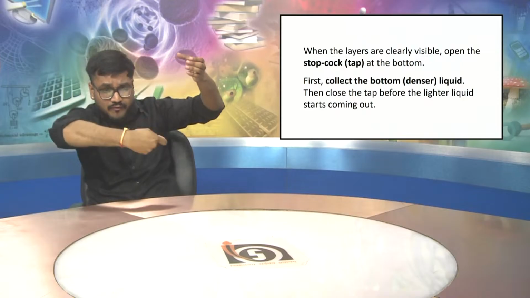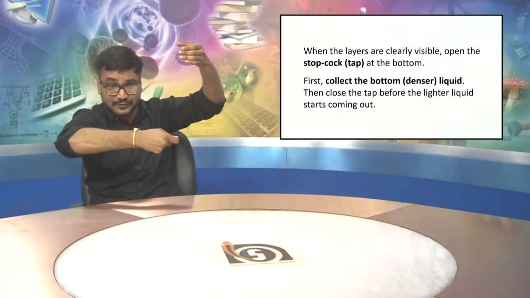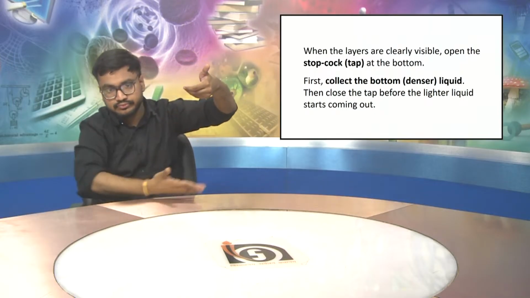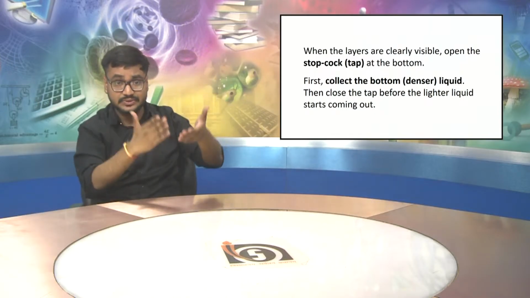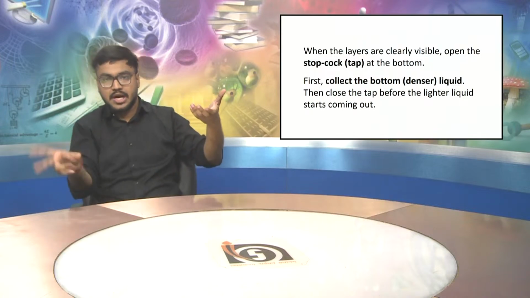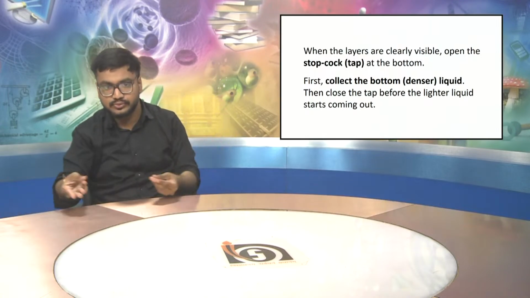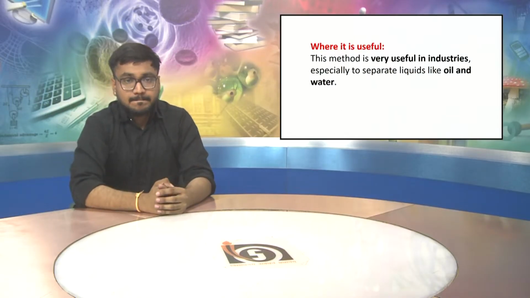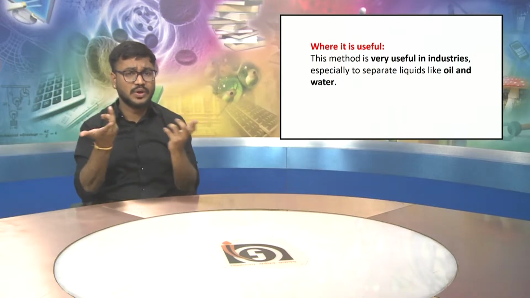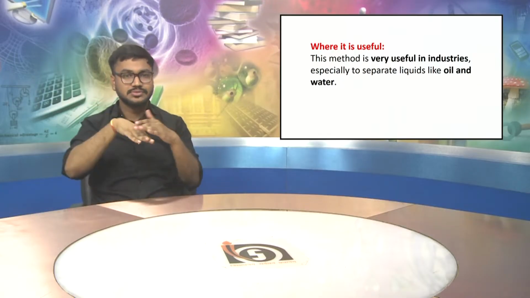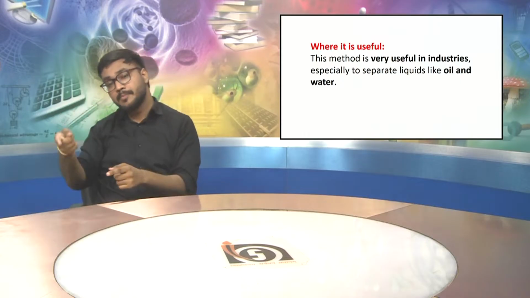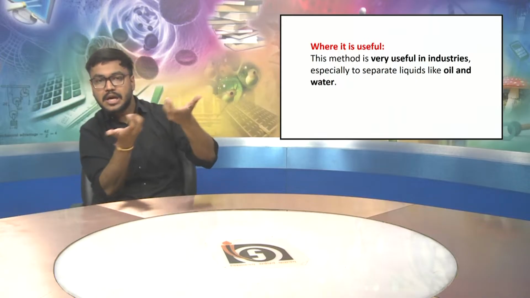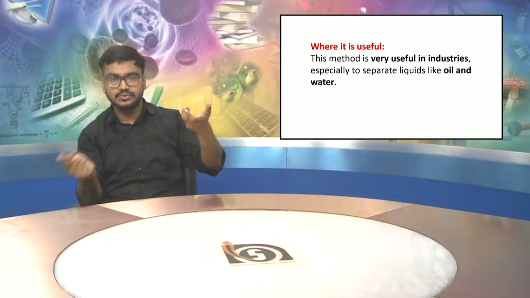When the layers are clearly visible, open the stopcock, which is called the tap, at the bottom. First collect the bottom liquid, which is the denser liquid, and then close the tap before the lighter liquid starts coming out. And where is it useful? Where can we use that funnel? This method is very useful in industries, especially to separate liquids like oil and water.